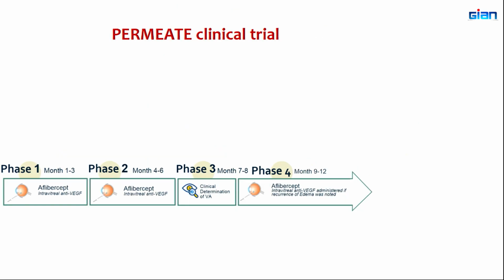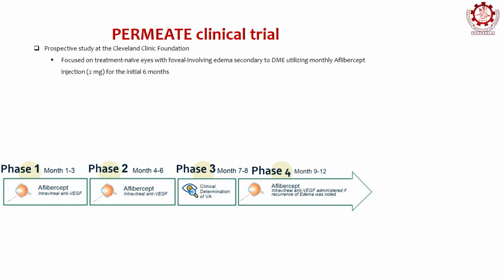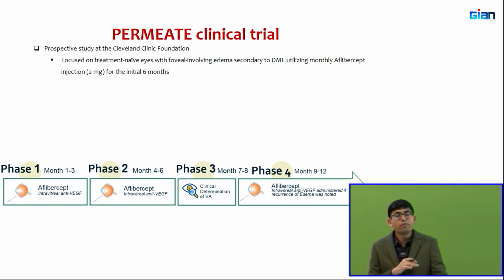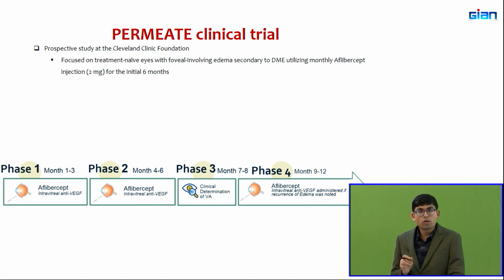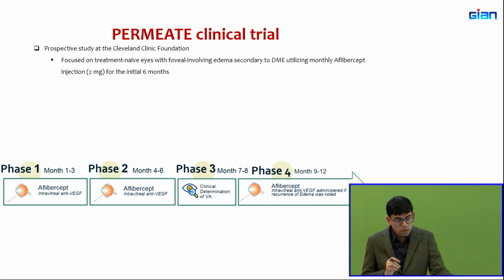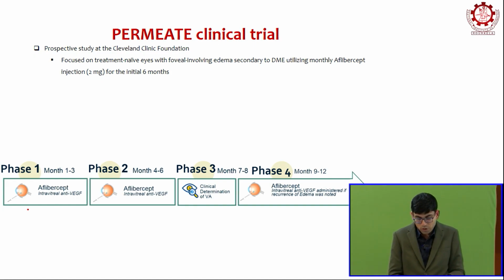The data that we used here was part of a clinical trial at Cleveland Clinic. This was the Permeate clinical trial, a prospective study. It focused on treatment naive eyes with foveal involving edema secondary to DME. The anti-VEGF drug that was given was aflibercept. It was given for the first 6 months. So, first we had the image that was taken here.